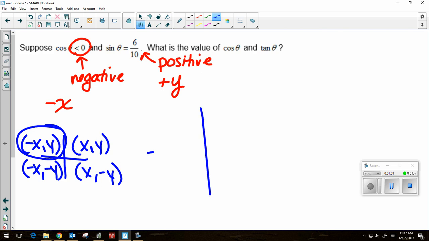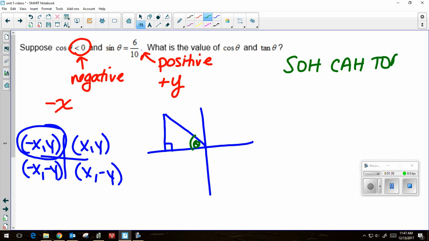So I'm going to draw a triangle in quadrant 2. Our triangles always get drawn from the origin and down to the x-axis, or up to the x-axis. So here is my triangle. Theta, or your angle that you're referring to, is always inside, located by the origin. So sine theta, if I use SOHCAHTOA, sine theta is opposite over hypotenuse. So opposite, across from my angle, should be a 6, and my hypotenuse should be a 10.